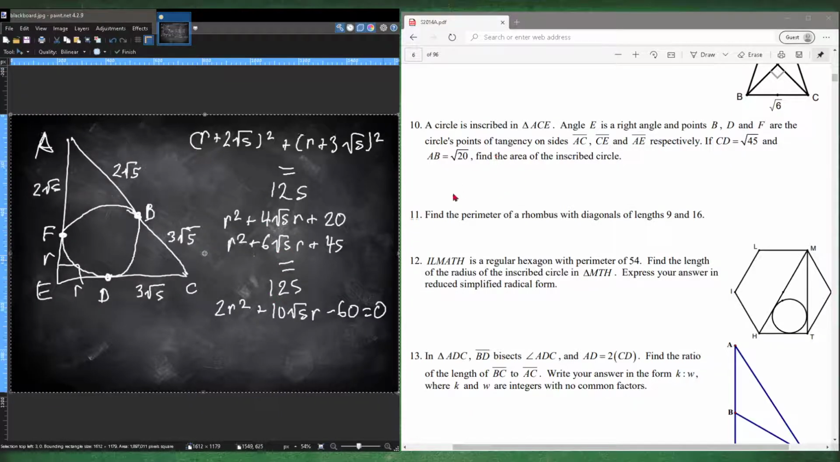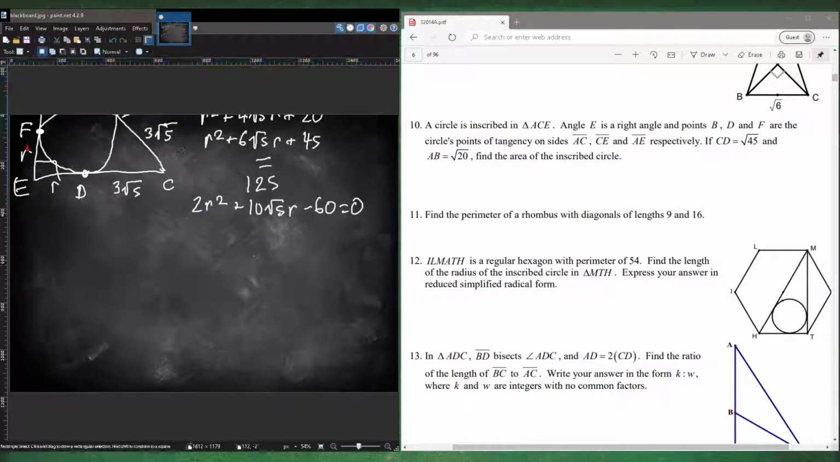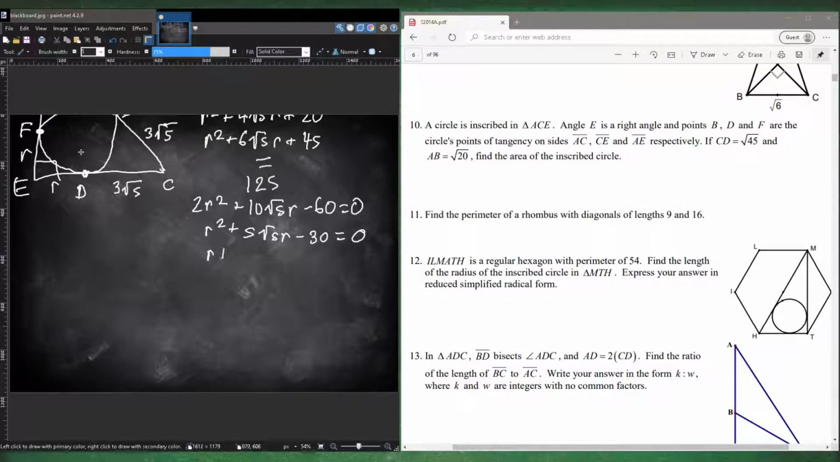Okay, let's move this up. Because for number 10, we just need to find the area of the circle. So we just need to find r and then pi r squared. So now we divide by 2. Minus 30 is equal to 0. You can use the quadratic formula or any way you like to find r, because it's a quadratic now. But what I usually like to do is find the vertex form.